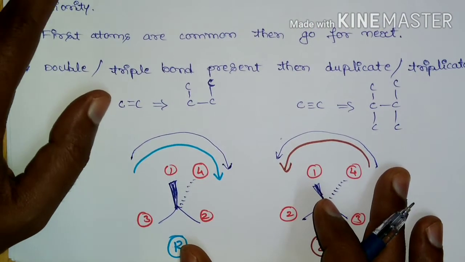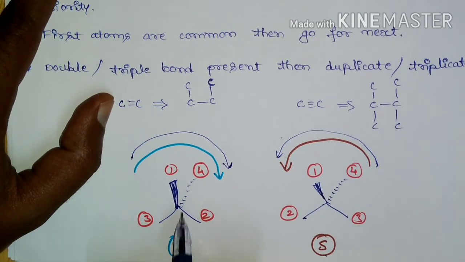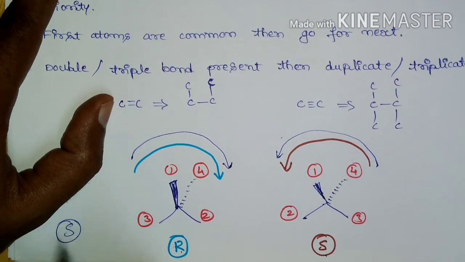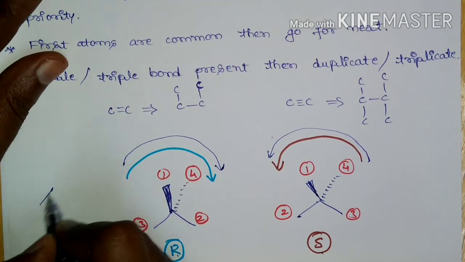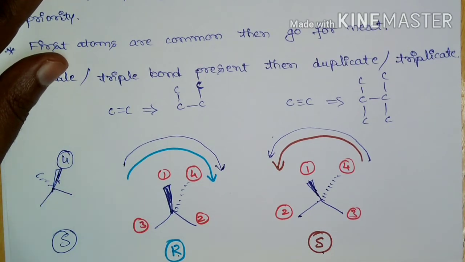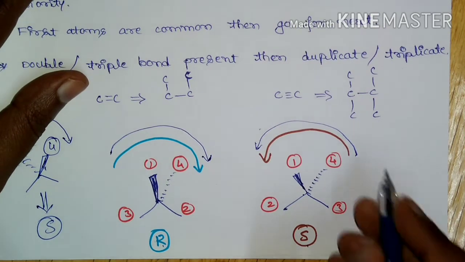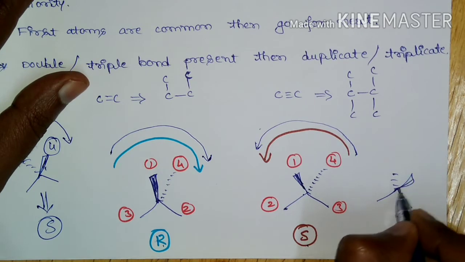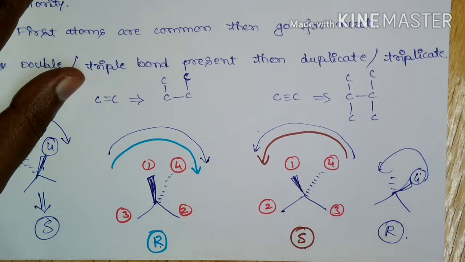Okay, and in CIP rule, always the fourth group will be placed away from the observer. There is one more thing: if the fourth group is above the plane, then this clockwise rotation will be considered as S. So a simple trick is, if you have the fourth group on the wedge bond, then if it is clockwise rotation, we need to give S configuration. Similarly, if it is anti-clockwise, then it will be given R configuration.